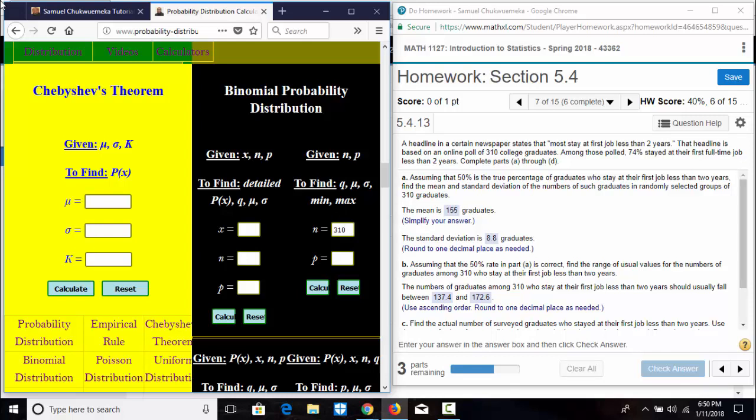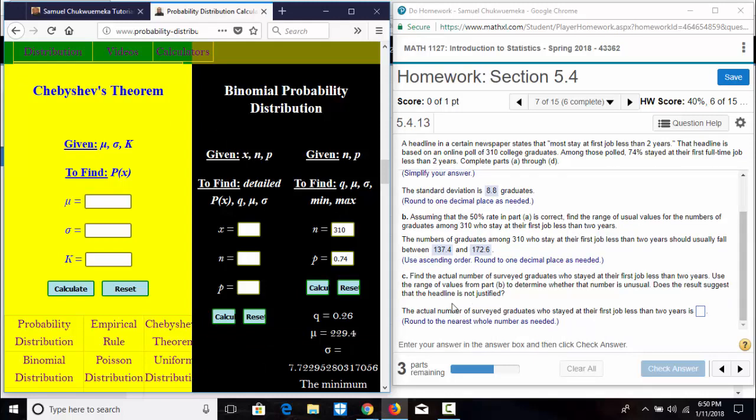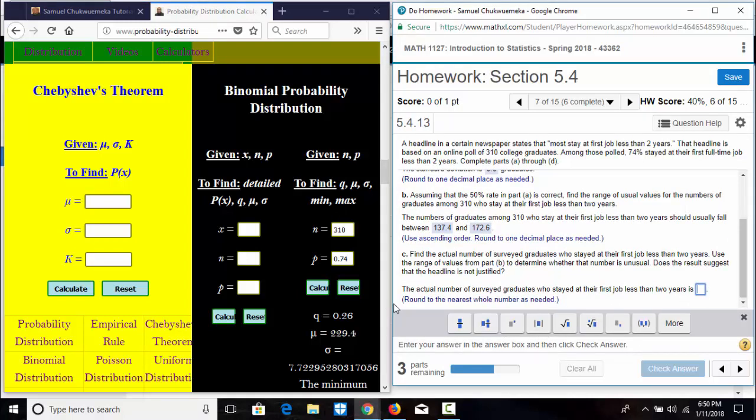The probability of success we will use here is 0.74, 74%. Round to the nearest whole number as needed. Because these are graduates, we can't have a fraction of a person. We're looking at 229.4, which we should round to 230.